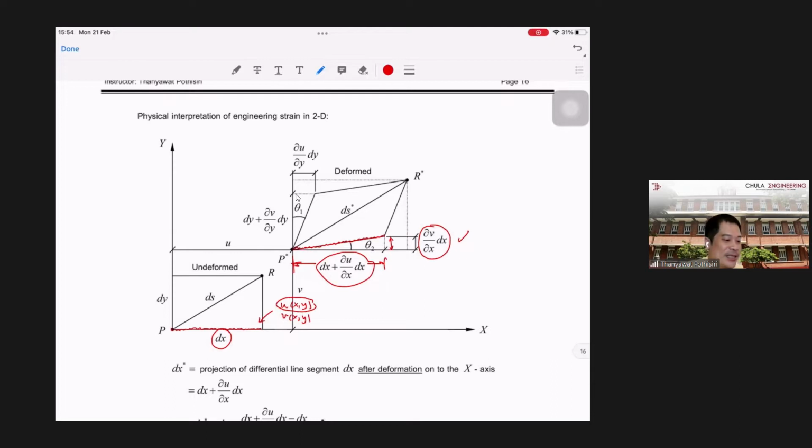All right. So in a way, you can see that this change of angles of this side dx, the change of angles from there to here, basically relates to this term right here. Okay. Now let's take a look at this side dy. So dy has become this side right here.